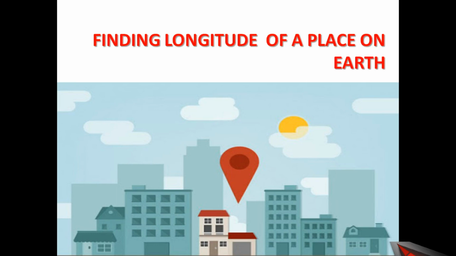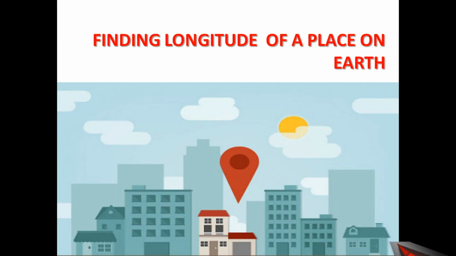Today we will start the last section of the chapter Geographical Grid, which is related to another type of sums, finding the longitude of a place on Earth. Till now, till the last video, we have found out the local time of a particular place. But today we will talk about finding the longitude of a place on Earth.